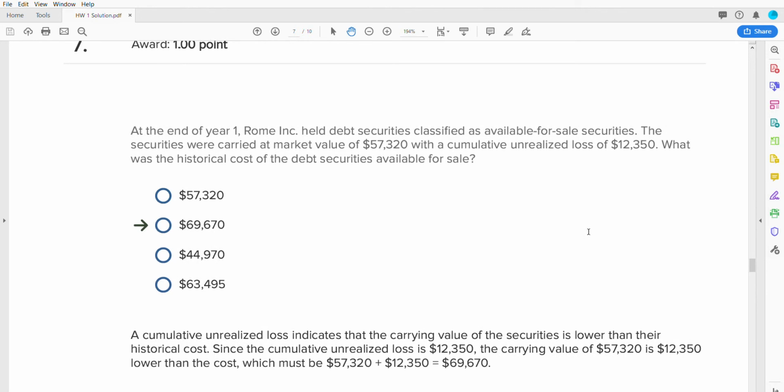Moving on to 7. At the end of year 1, Rome Inc. held debt securities classified as available for sale, and the carrying value is 57,320. There was a loss there. What was the cost? So you add them up, and the sum of the two is 69,670, and that's how cost minus the loss would equal the market value.